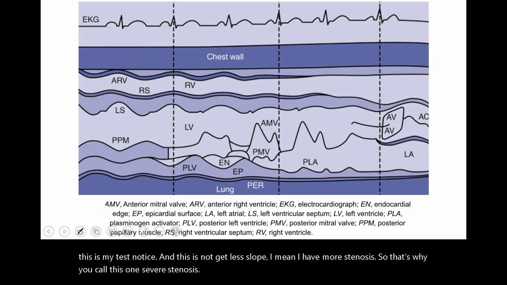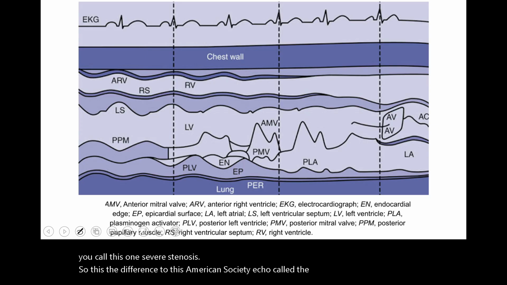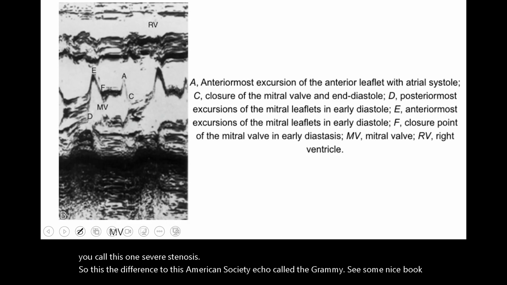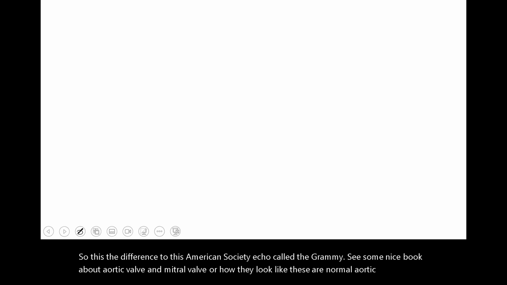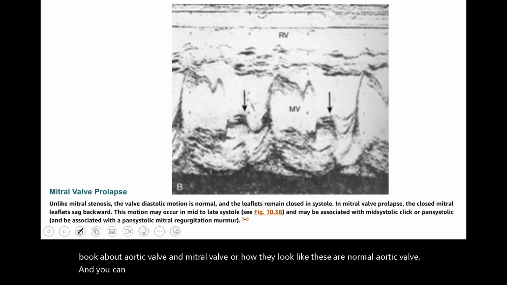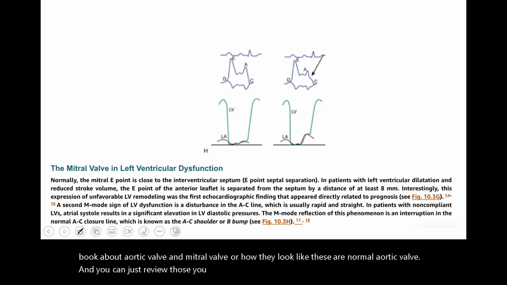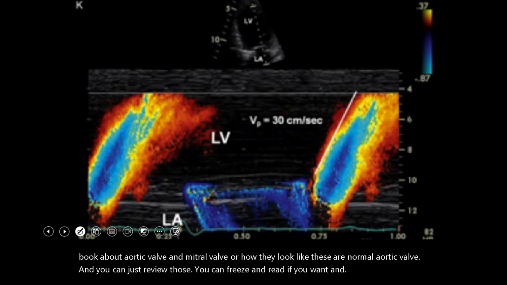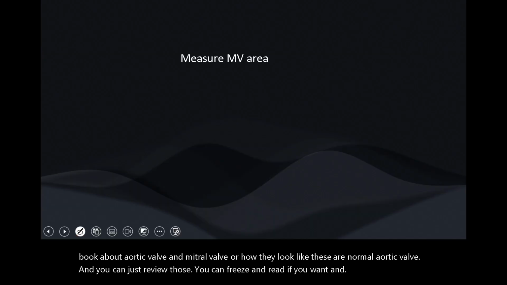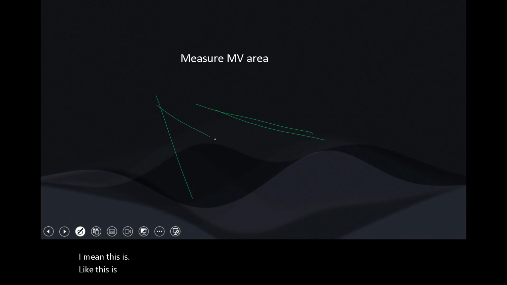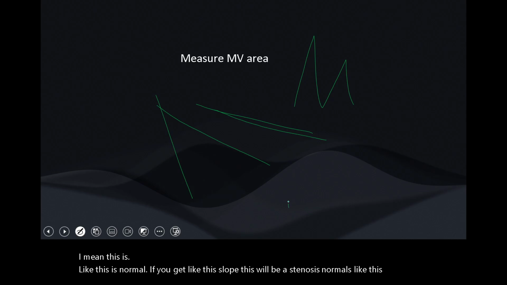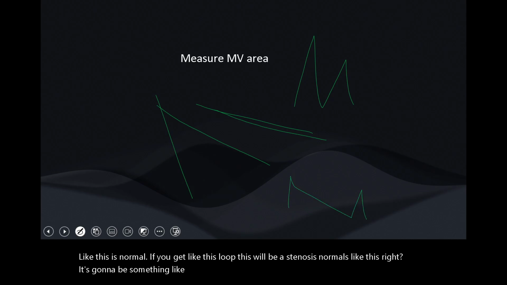So this is the difference, from the American Society of Echocardiography. You see some nice talk about the aortic valve and mitral valve, or how they look. This is a normal aortic valve, and you can review those. You can freeze and read if you want. Less angle, I mean less slope. This is normal. If you get a slope like this, this will be a stenosis. Normal is like this, right?